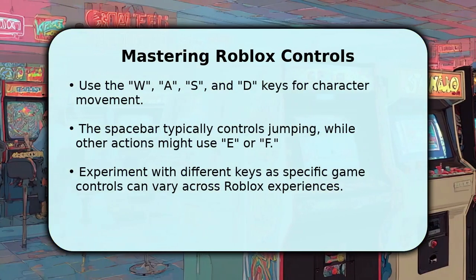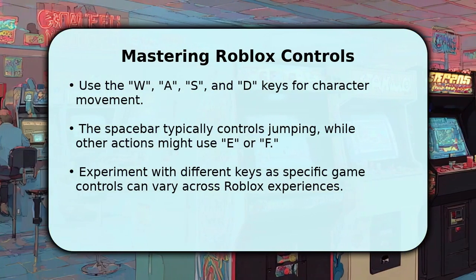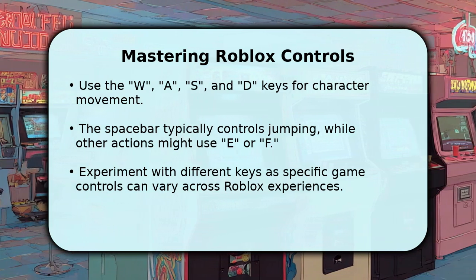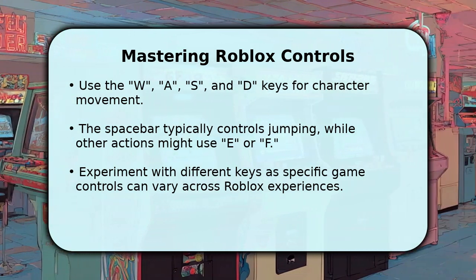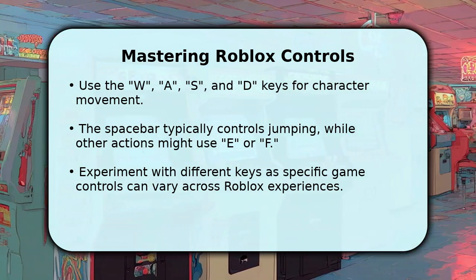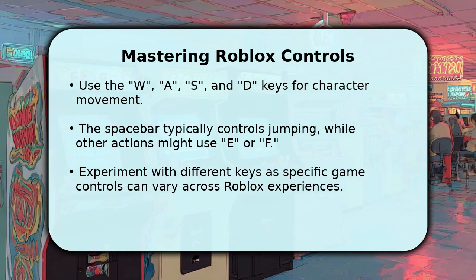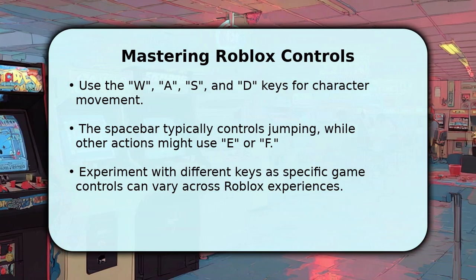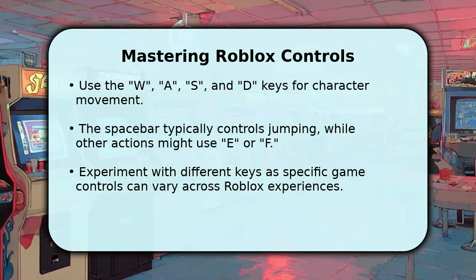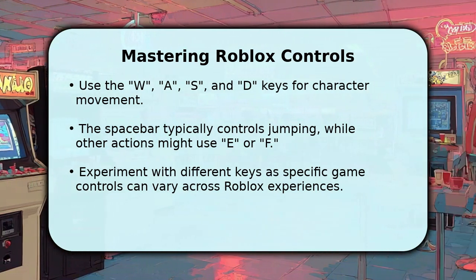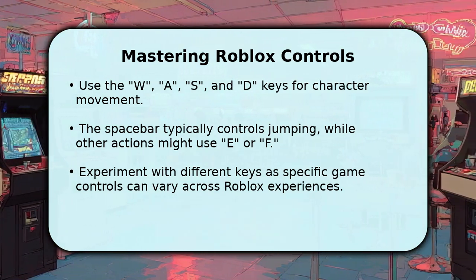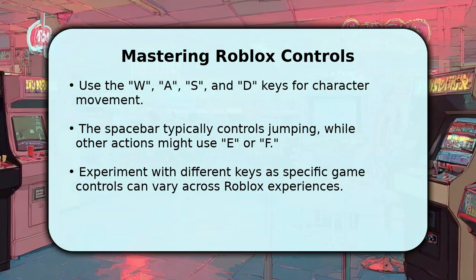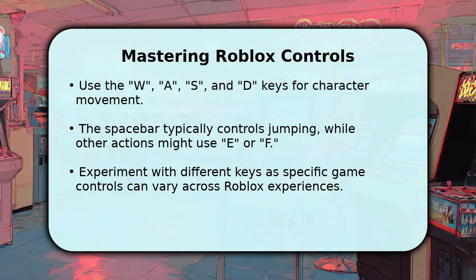For most Roblox games, character movement will primarily use the W, A, S, and D keys just like on a computer. The spacebar is usually for jumping, while the Shift key often triggers sprinting. Keep in mind that specific actions, like interacting with objects, can differ. Look for on-screen prompts or check the game's help menu. Practice these basic inputs to become comfortable with the controls.